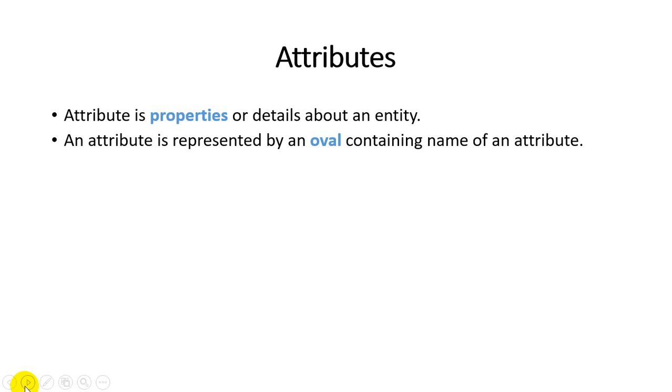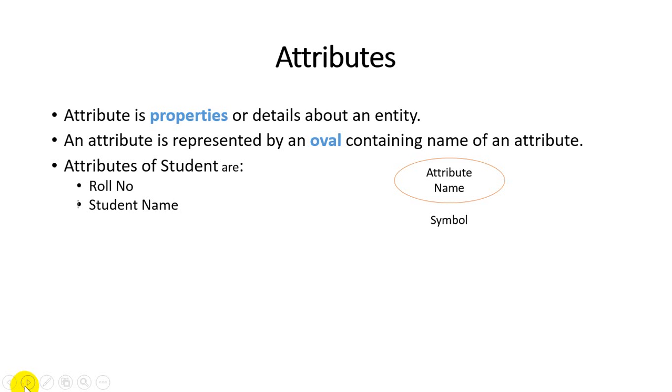An attribute is represented by an oval containing the name of the particular attribute. So in an ER model, we represent an entity with a rectangle, and we can represent attributes with ovals. The attributes of a student are represented with roll number, student name, branch, semester, address and mobile number. Everything here is an attribute which is part of student information.